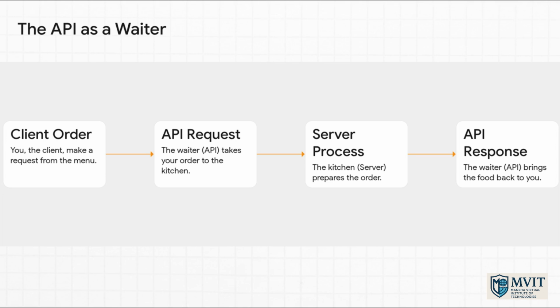You give your order, a specific request from the menu, to the waiter. The waiter takes that request back to the kitchen and then brings the response, your food, back to you. Simple. This whole setup, by the way, is a perfect example of the client-server model, which is so important that we're going to do a whole deep dive on it in our next explainer.